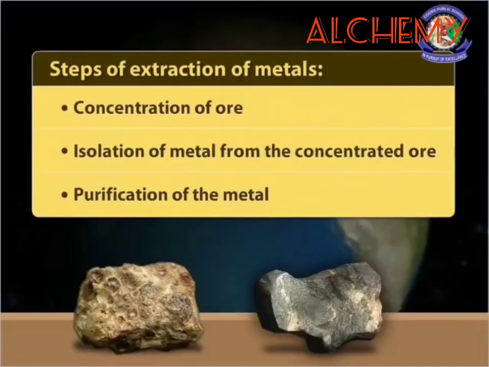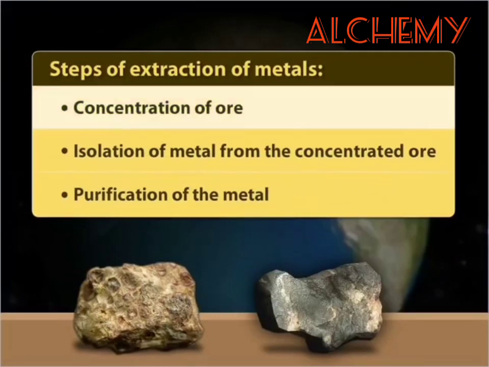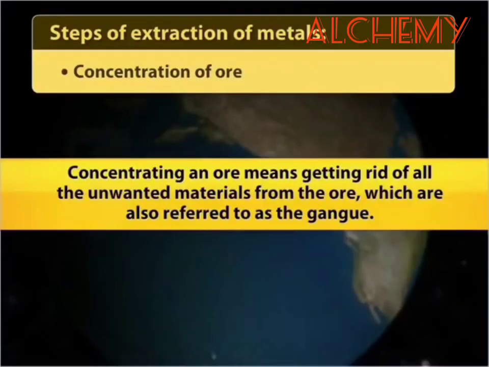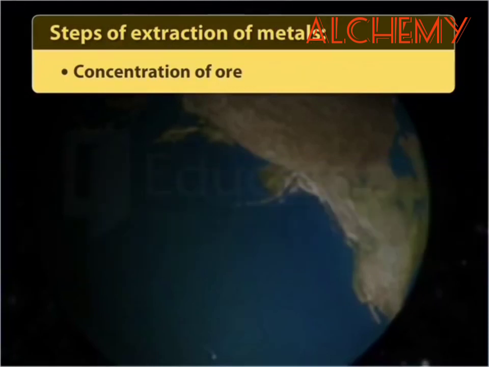The steps involved in the extraction of metals are concentration of the ore, isolation of the metal from the concentrated ore, and purification of the metal. The first step is concentration of the ore. Concentrating an ore means getting rid of all the unwanted materials from the ore, which are also referred to as gangue.